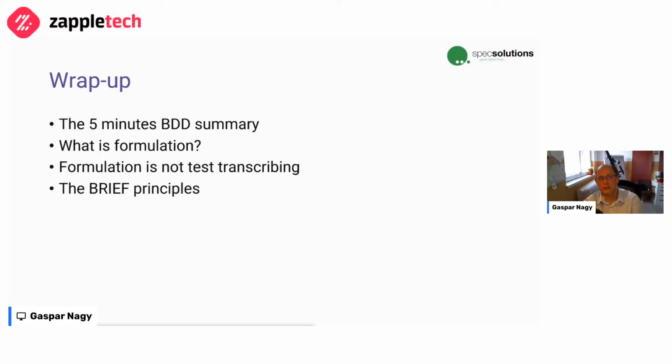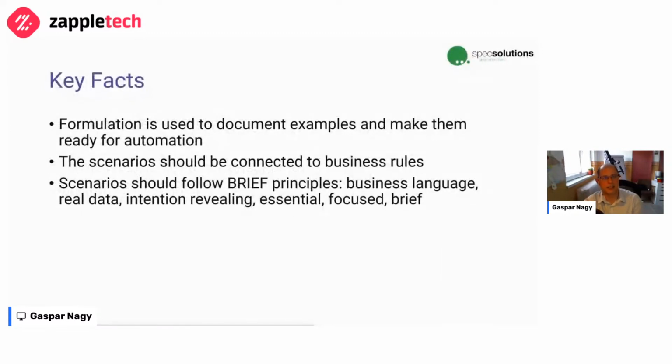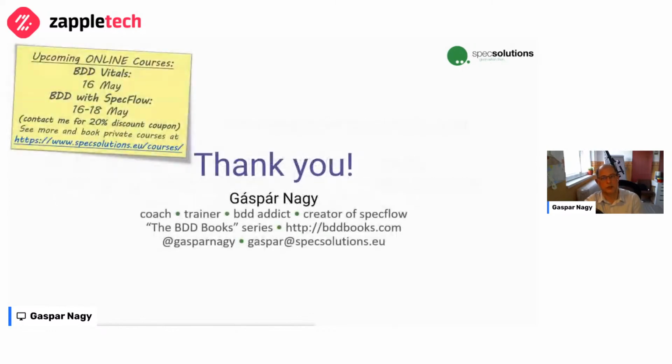We were highlighting that formulation is typically much different from test writing or test transcribing, and that's a very key difference. And not taking care of that difference is causing many of the problems in BDD adoption. And by fixing that bad BDD scenario, we learned about the brief principles. So the key facts that you should probably take home with you from that session are these. Formulation is something which is used to document the examples and make them ready for automation. Scenarios should be connected to business rules, and they should follow the brief principles: business language, real data, intention revealing, essential, focused, and brief. So that was my presentation for today. Thank you very much. And we are opening up the Q&A session.